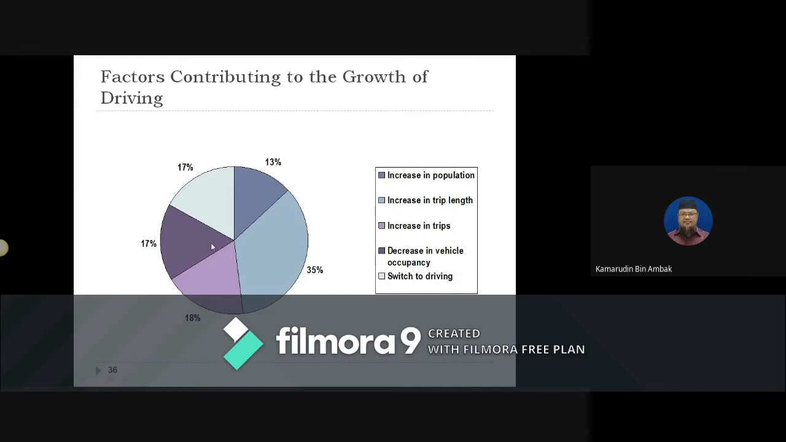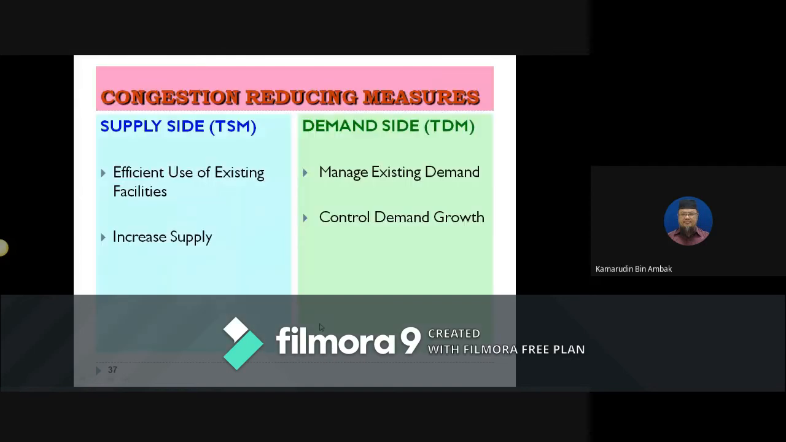Okay, next, decreased vehicle occupancy. Okay, maybe they have an option of mode of transport. There's also quite a difficulty with this one, switching to driving. This is a kind of integrated parameter. Okay, this one relates to the increase in population. It doesn't mean that if the population increases rapidly, driving also increases. It's not really like that. Okay, there are a lot of parameters.